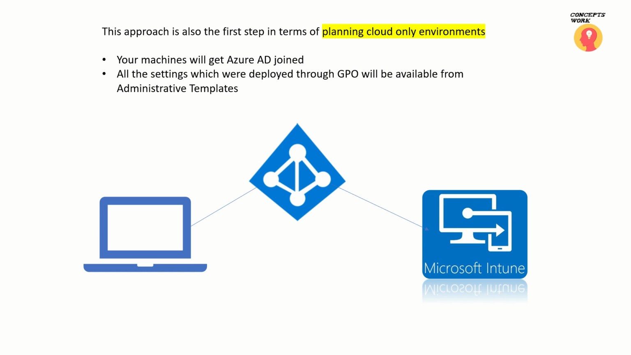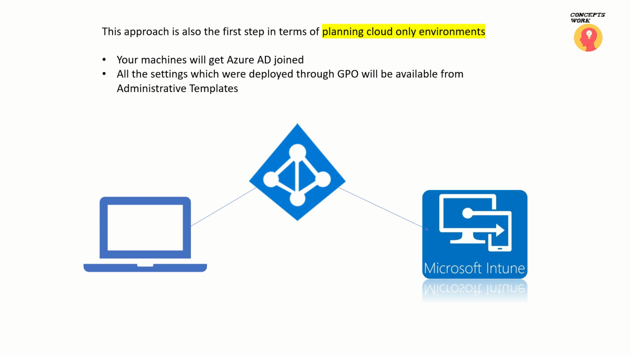You can actually evaluate how reliable both of the environments are when it comes to comparing the Azure AD capabilities combined with Microsoft Intune with the capabilities that you were getting with your domain joined machine and the respective GPO getting deployed. This could be your first step towards planning for your cloud only environment.